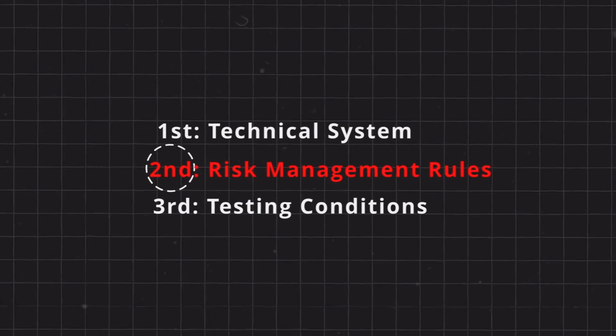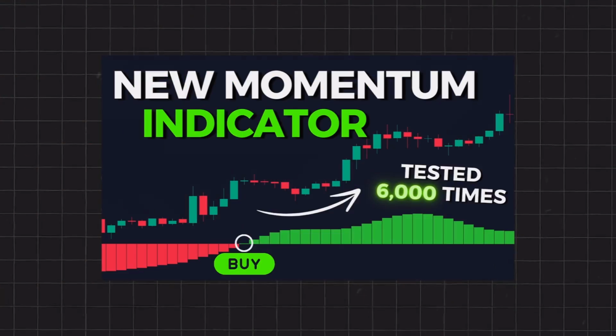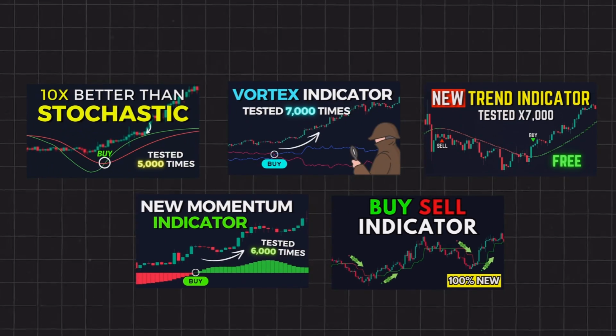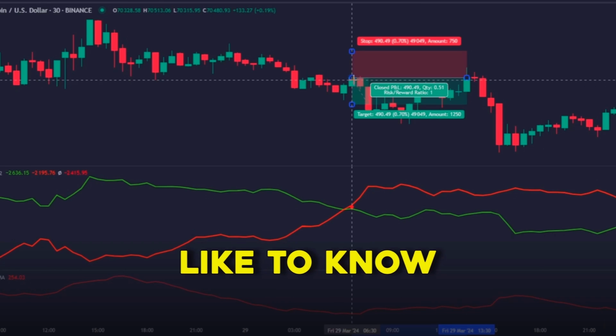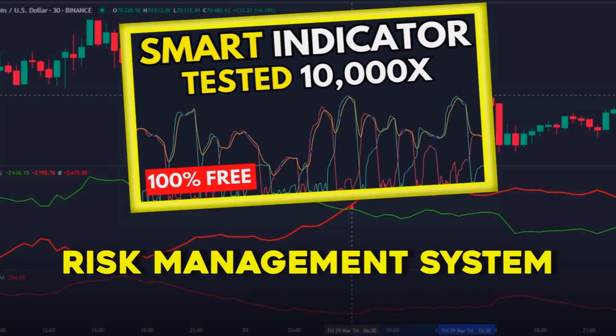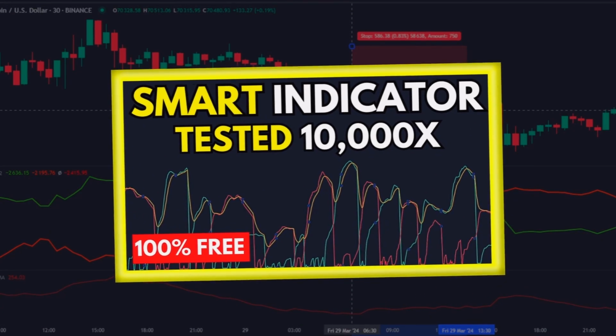Regarding the second step, the risk management, it will also be the same one I used in the other episodes, using a 2% risk per trade, a stop loss calculated based on 2 times the Average True Range indicator number, and by using a take profit on the 1-to-1 risk to reward ratio zone. If you would like to know more about my risk management system, check out the first episode of this series.